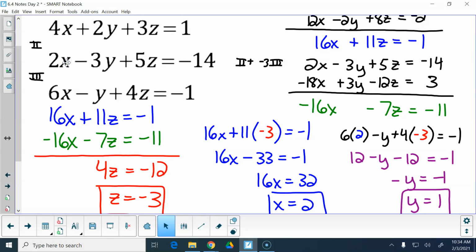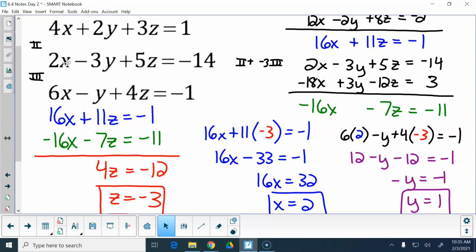So then let's bring that down just a little bit. Love it. 4 times 2 is 8. 2 times 1 is 2. 8 plus 2 is 10. 3 times negative 3 is negative 9. 10 plus negative 9 is 1.